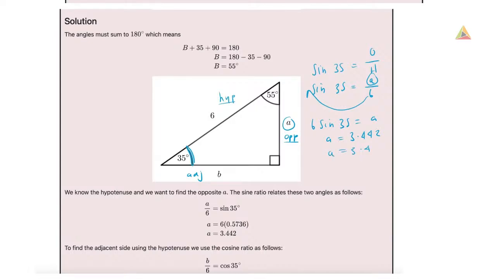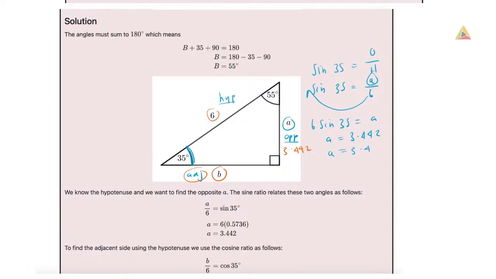So that's for A. Now, if we were to look for B, I'm going to do this in a different color, over here. We now have the other side, 3.442, and we're looking for B, so the adjacent. So we're looking for a formula that has adjacent in it. And I would go and use the hypotenuse because that's what we're given, just in case you made a mistake in the previous question. So we need a formula with A and H. So that's going to be cosine.